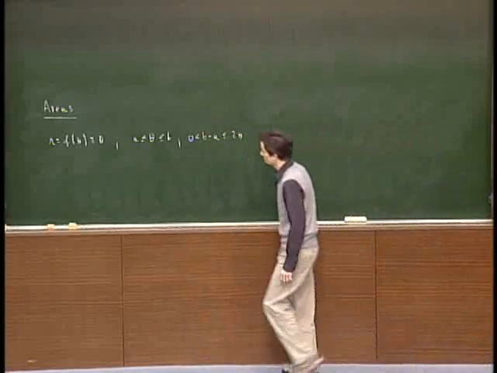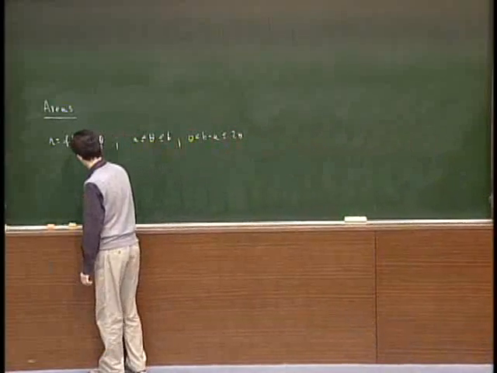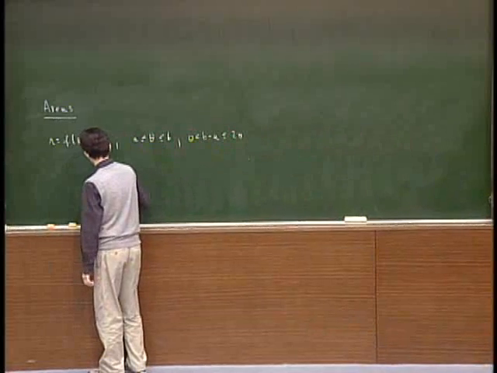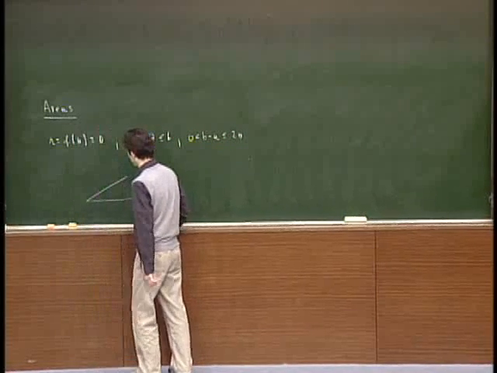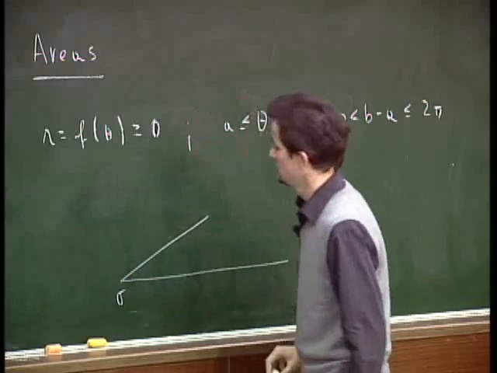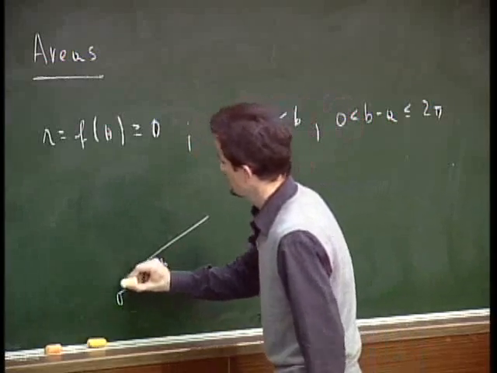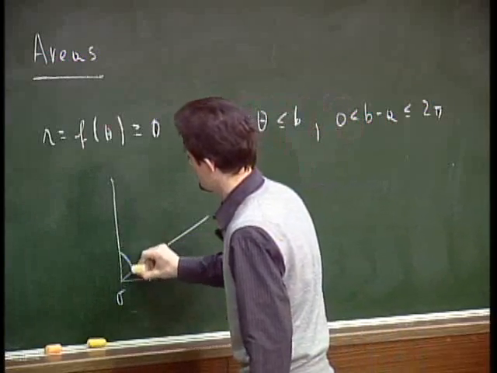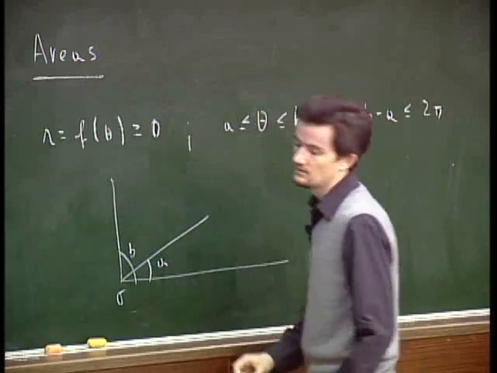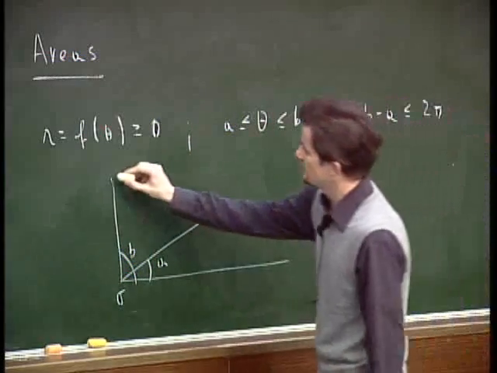So assume this situation. Our curve is, let's say, this here. Let's say this is the polar axis. This is the pole here. This is the angle A, and let's say this is the angle B. And our function looks like this here.